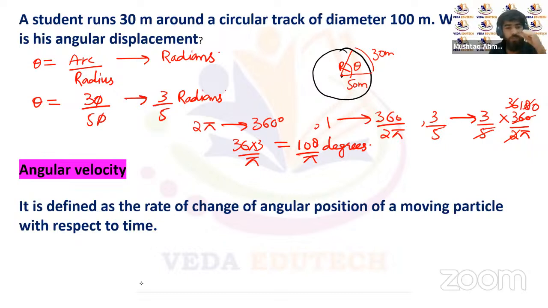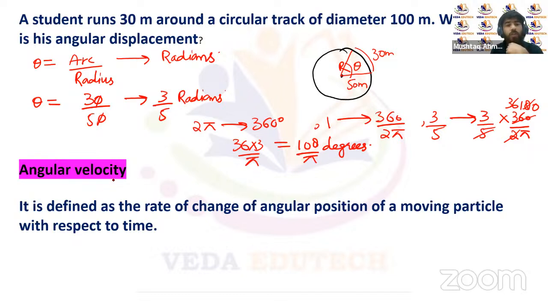So the angular displacement here will be equal to 108 upon pi degrees, right? So 108 upon pi degrees will be the angular displacement.